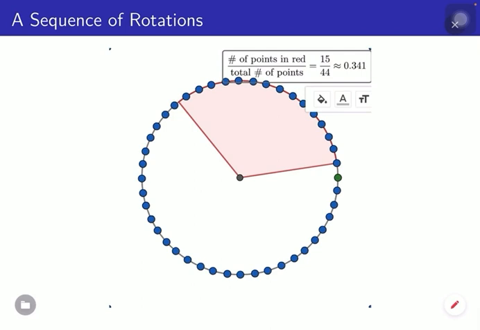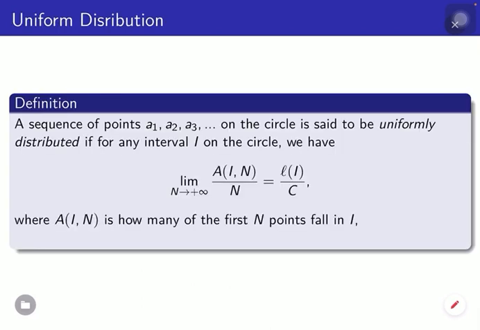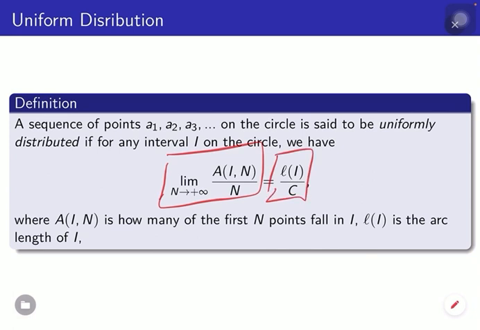So let's make this formal. The proportion of points in an interval should be its length over the circumference of the circle. And because I don't like fractions, let's prove this simpler result.